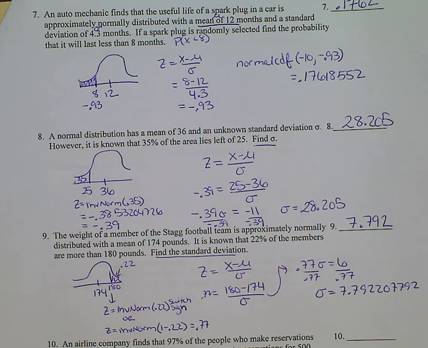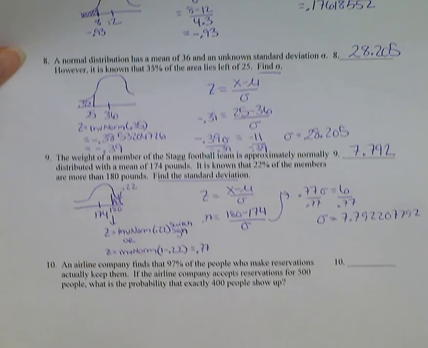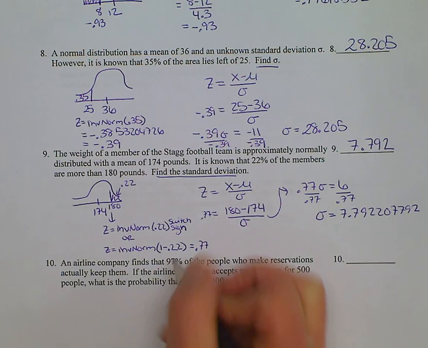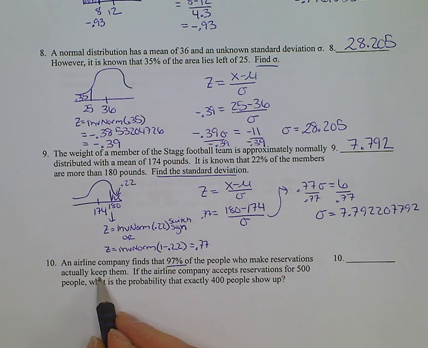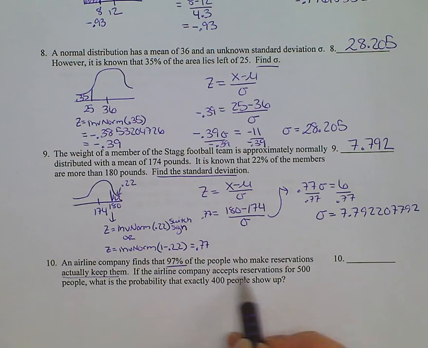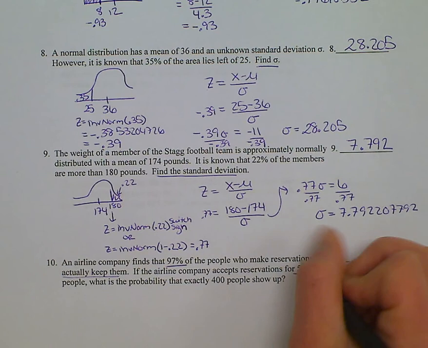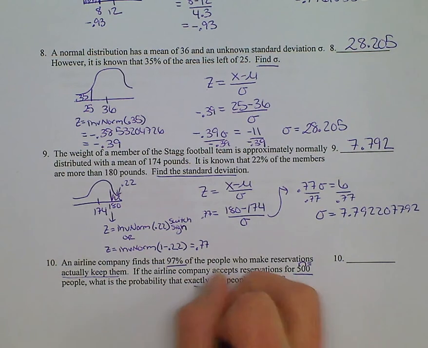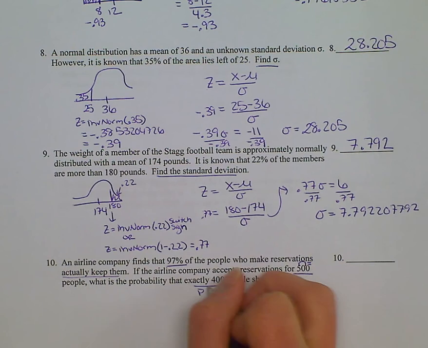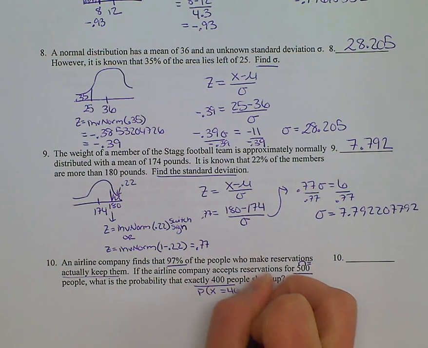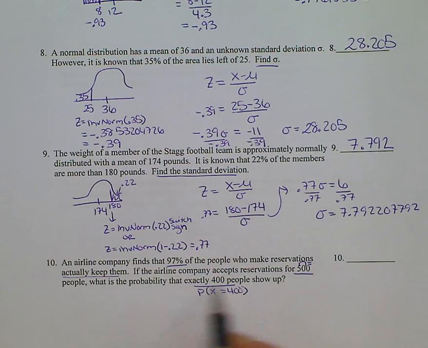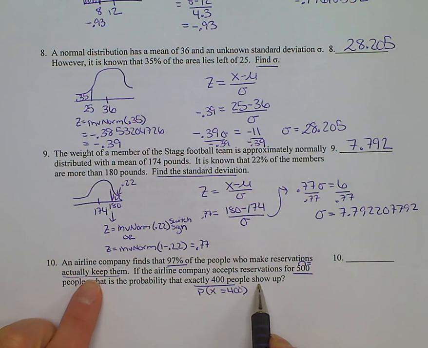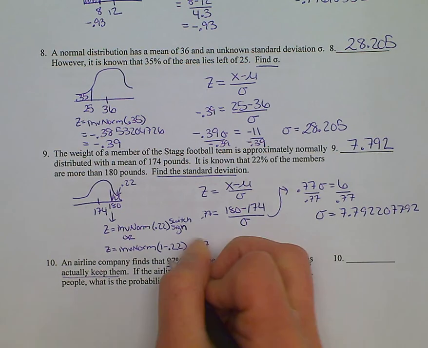Okay. Number 10. An airline company finds that 97% of people who make reservations actually keep them. The airline company accepts reservations for 500 people, so that looks like a sample. What is the probability that exactly 400 people show up? Exactly, again, means equals. So we're looking at the probability they show up, which would be 97%.